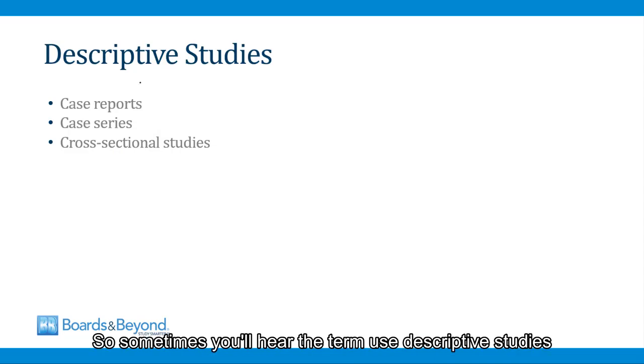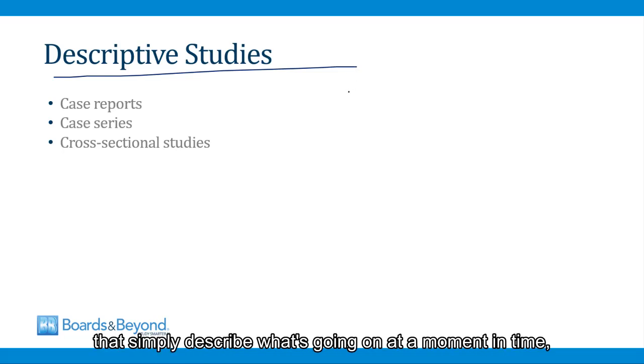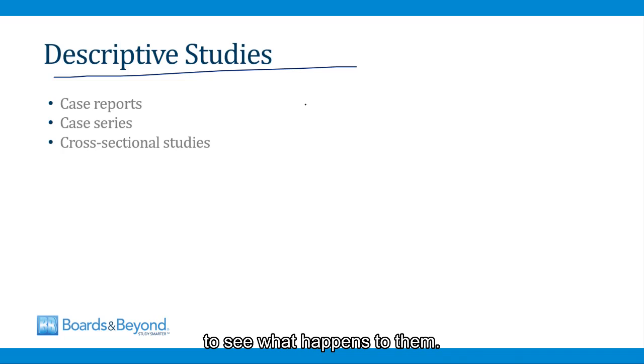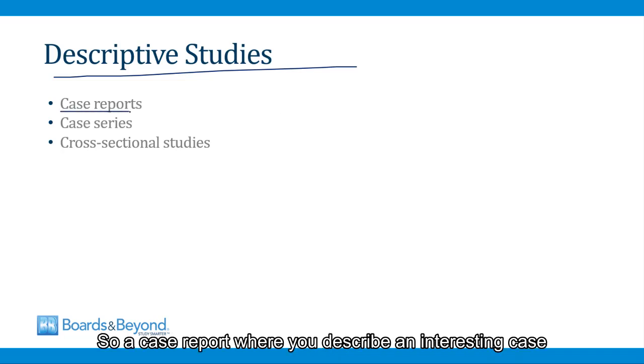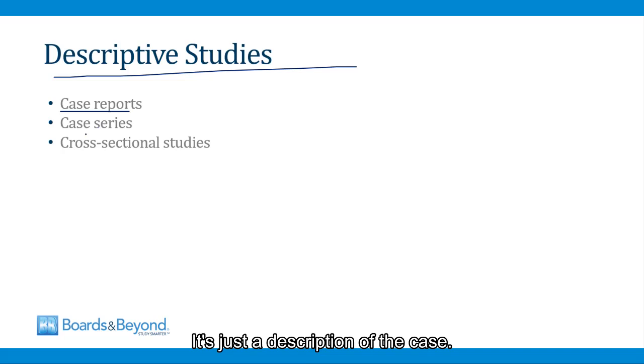So sometimes you'll hear the term used, descriptive studies, and these are referring to studies that simply describe what's going on at a moment in time. They don't evaluate individuals over a period of time to see what happens to them. So a case report where you describe an interesting case of disease is an example of a descriptive study. It's just a description of the case. A case series is also a descriptive study, and so is a cross-sectional study.